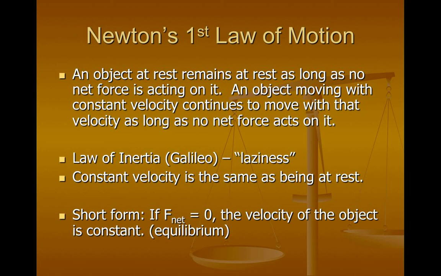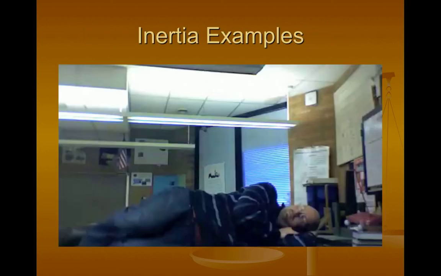So here's the short form of Newton's first law. There's another way to say the same thing: if the net force, or F net, by the way, the net means total here, if the total force equals 0, then the velocity of the object is constant. And there's a word we use for that. We mean equilibrium. So if something is in equilibrium, it has a constant velocity, and there is no net force acting on it. The total force acting on it equals 0. That's Newton's first law.